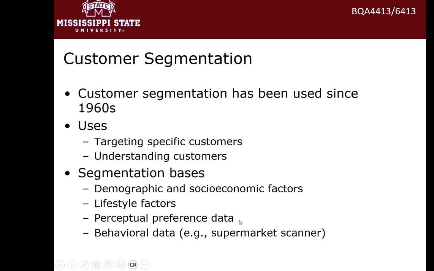Perceptual preference data. Now, this is stuff not based on observable factors, but I might have a strong preference for sustainability, for environmentally sourced products. So I may have some survey data where I talk about my consumption preferences in terms of sustainability.